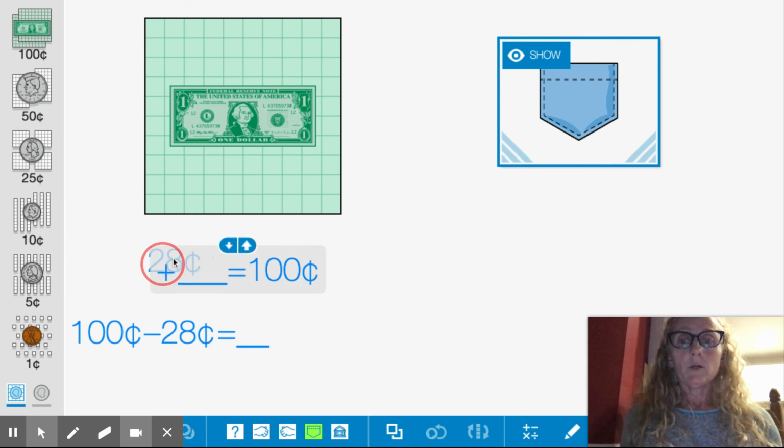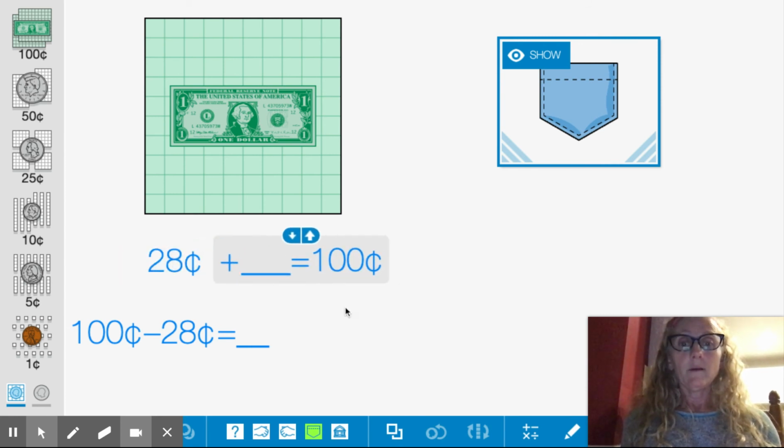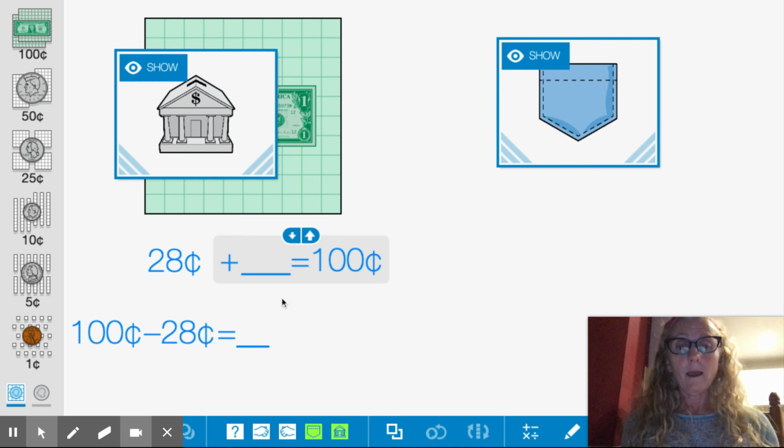So here's what we're trying to figure out. Either way, we're going to take off 28 cents. This is one whole dollar. So basically we're spending part of it, but we're going to get part back. Take this off.